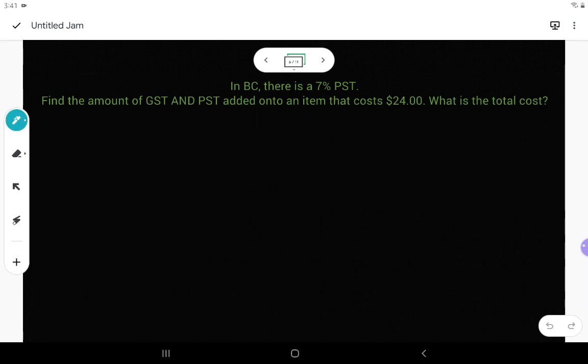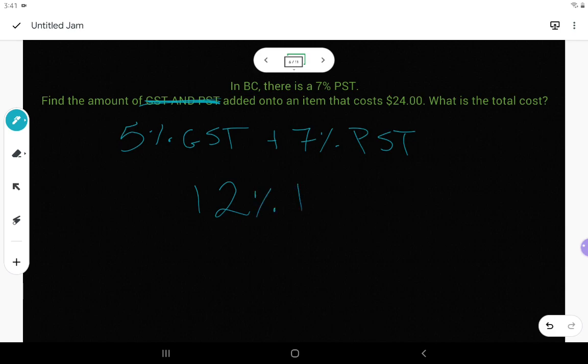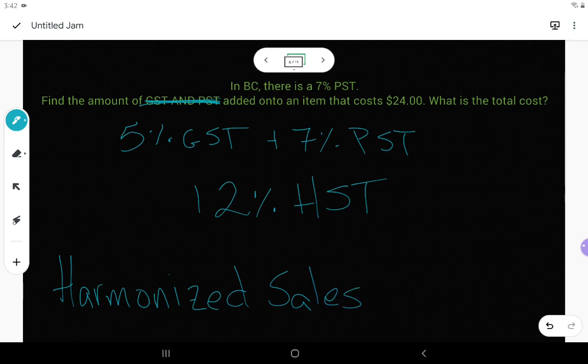Now, something to keep in mind, I don't technically think they call it PST anymore. What we're allowed to do, if I don't need to find them separately and I just want to find how much tax there is, because I pay a 5% GST and a 7% PST, they are combined into what we call a 12% HST. So you'll often see that if you travel to British Columbia, you're paying a 12% HST, which stands for Harmonized Sales Tax. It really is just combining both the GST and the PST together.